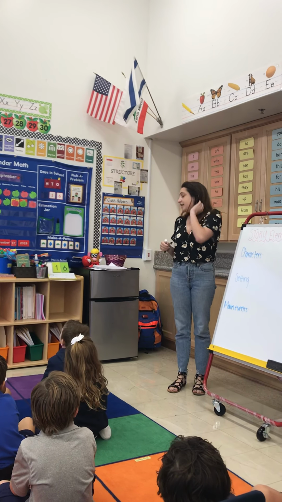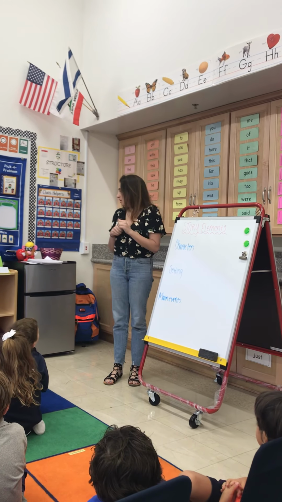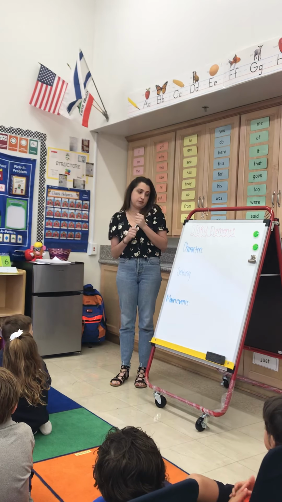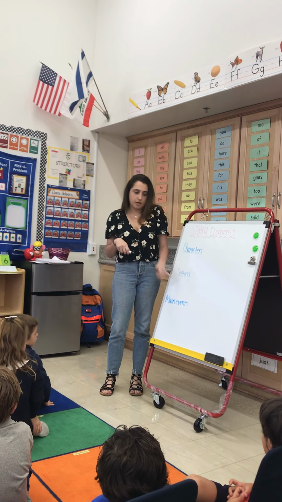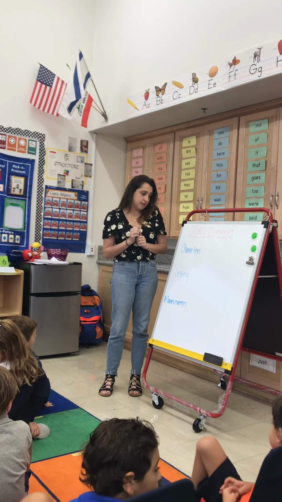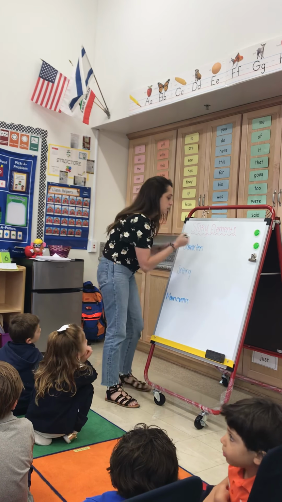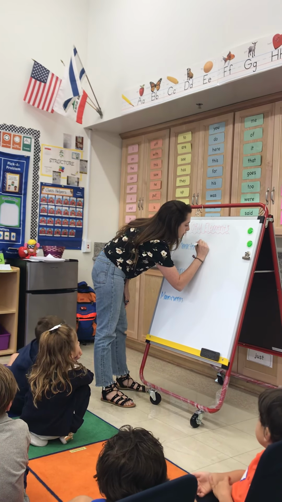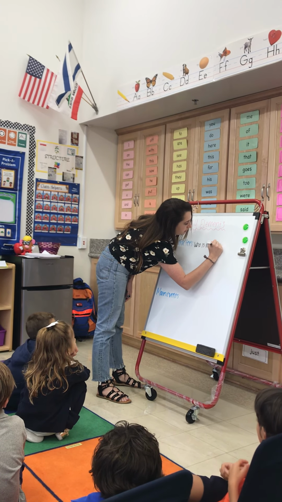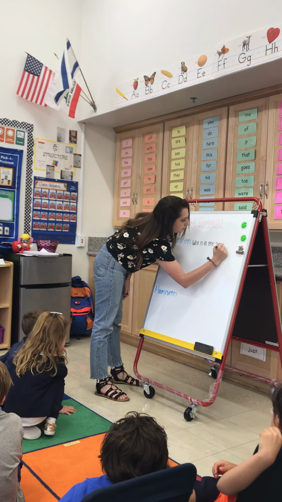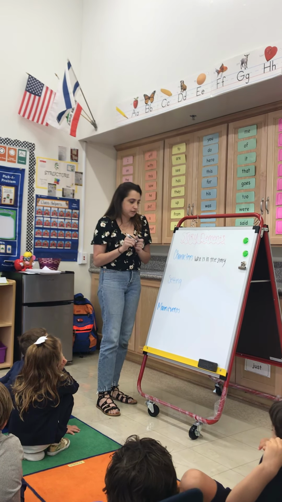Everybody. So today we're going to do a lesson on the elements of a story. So three elements of a story are the characters, the setting, and the main events of the story. So I'm going to kind of define them for you. So characters are who is in the story. So that could be people, that could be animals, that could be creatures.